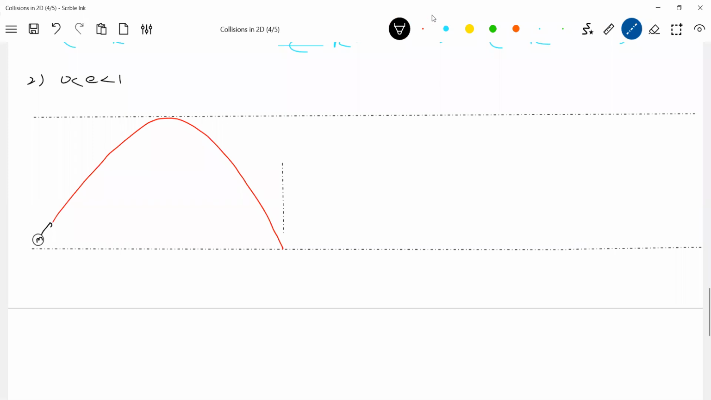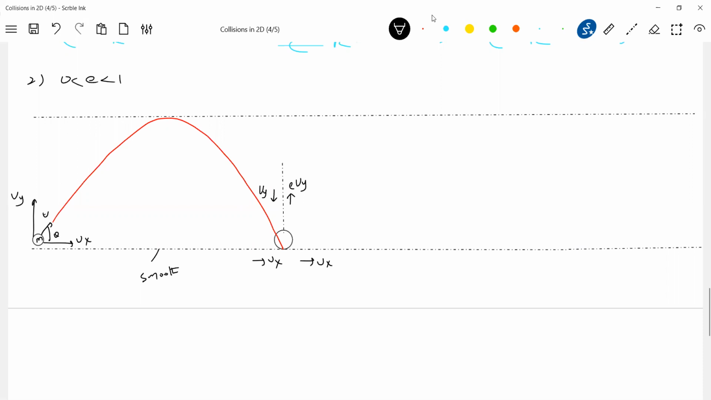So this is u, this is theta. Resolving ux and uy, it will approach with a speed uy and here ux. After collision, what will happen to the ball? It will rebound with a speed e times uy, no? And as this is smooth, what should happen to the horizontal component? It will remain constant. Along the x-axis, there won't be a change in momentum.